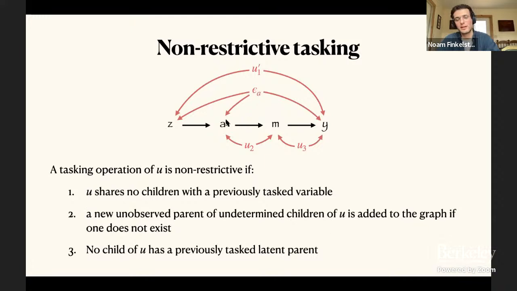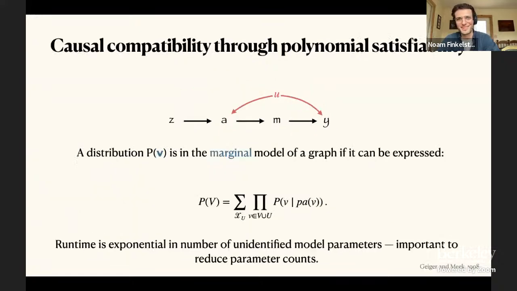So in other words, if we decide U1 is going to be tasked with determining A, then we have to add a new parent to capture the remaining spillover randomness that's shared between Z and Y. And this is a typo, a repeat of 1. Sorry about that. Okay, and now really briefly to wrap up.